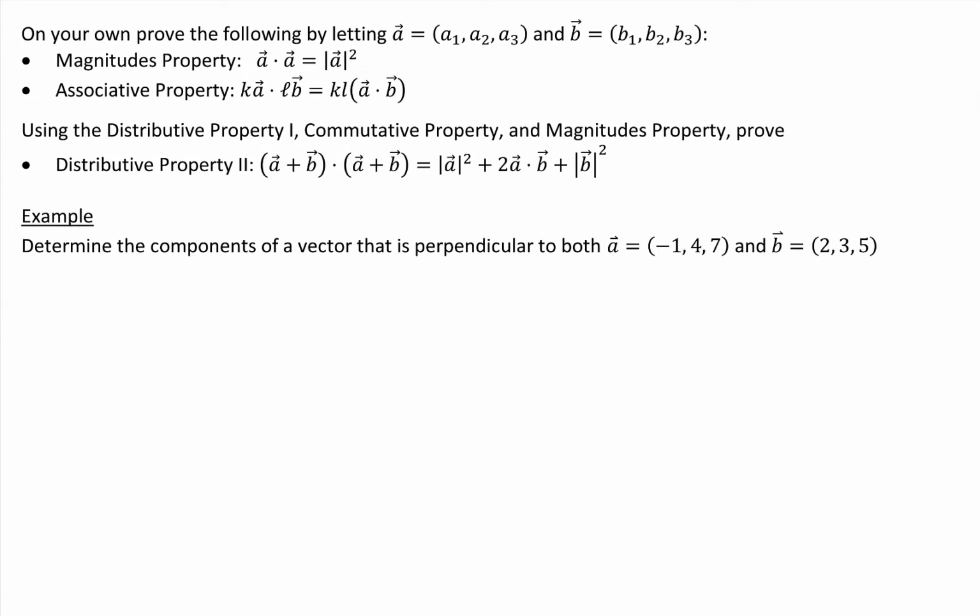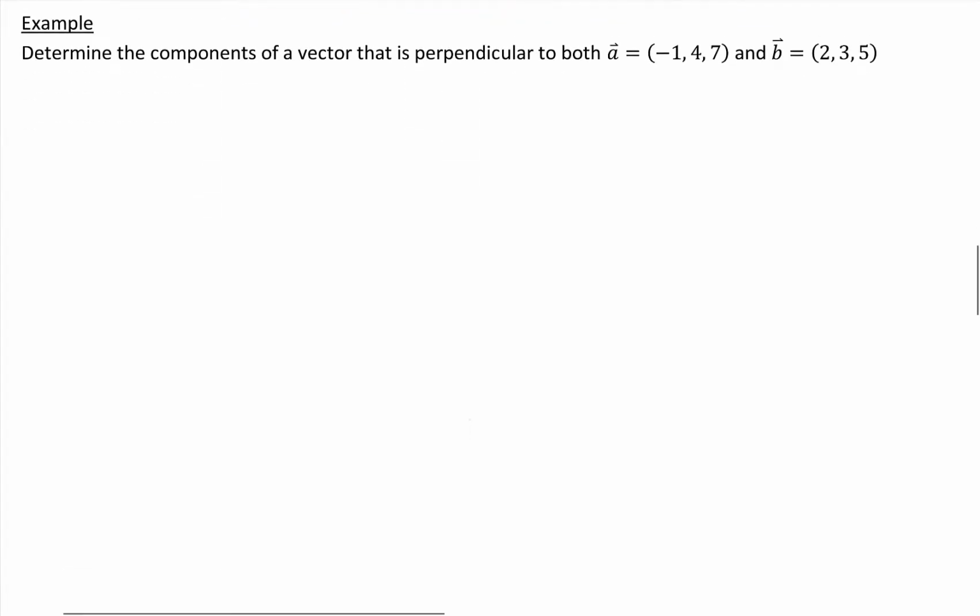So again, on your own, I'd like you to prove the magnitudes property and the associative property. And to prove them, I'd like you to use the following components for your vectors, A and B. And once you've proven those two, I'd like you to use the distributive property, commutative property, and magnitudes property to prove the following.